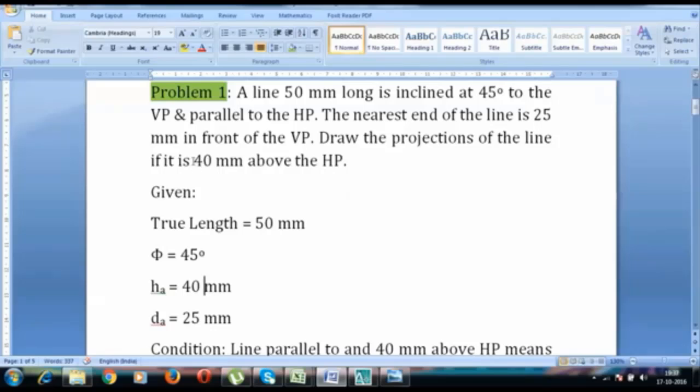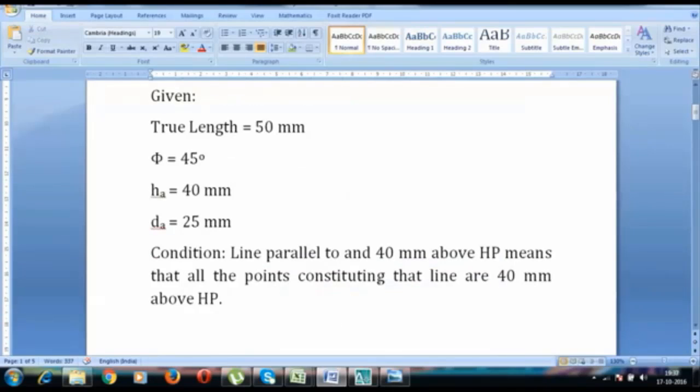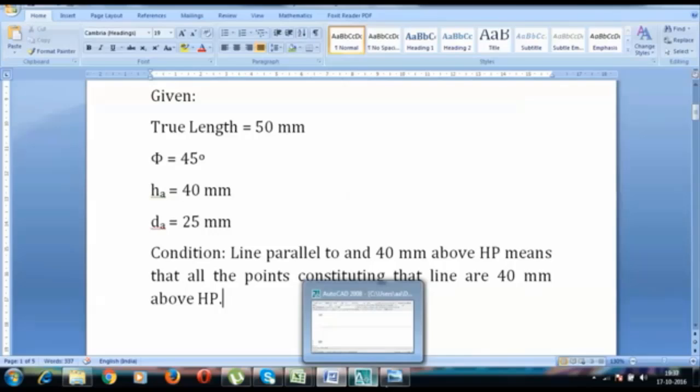So here it is, if it is 40 mm above the HP. A line parallel to and 40 mm above HP means that all the points constituting that line are 40 mm above HP. That's it. So that's the conclusion we can derive. And now let's get on with the question.